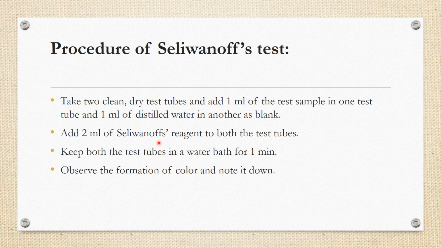Then add 2 ml of Seliwanoff's reagent to both the test tubes. Keep both test tubes in a water bath for 1 minute. At this time you will observe the formation of color in the test tubes. Try to observe the formation of color and note it down.